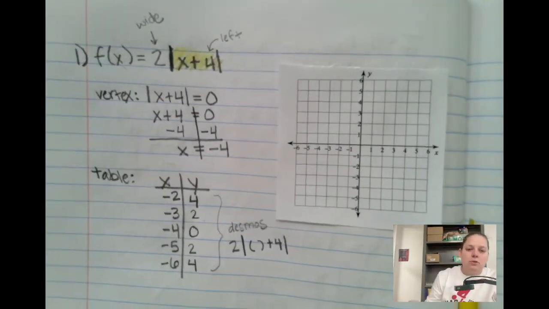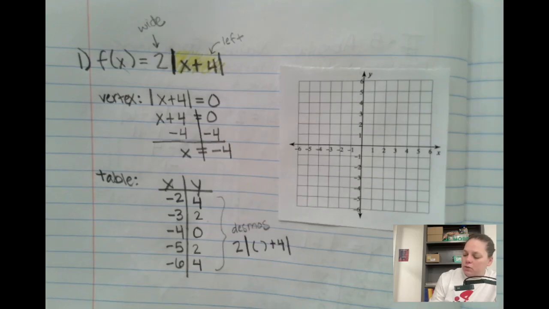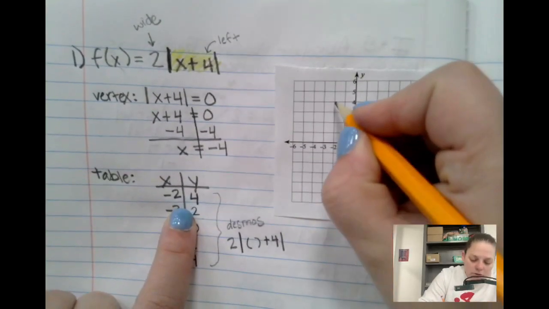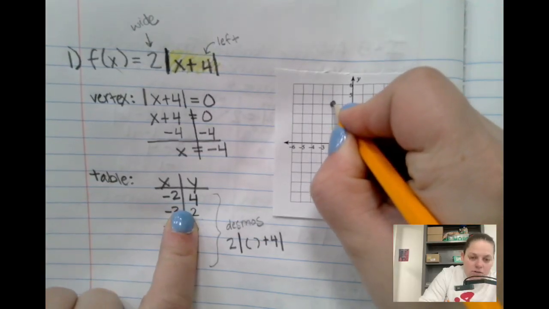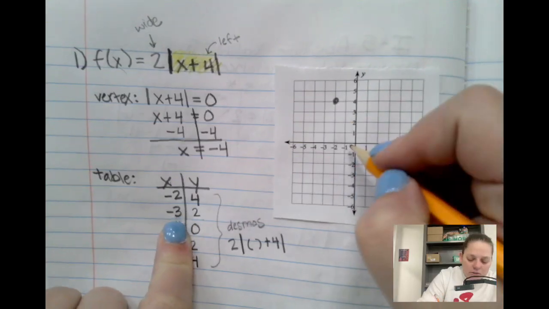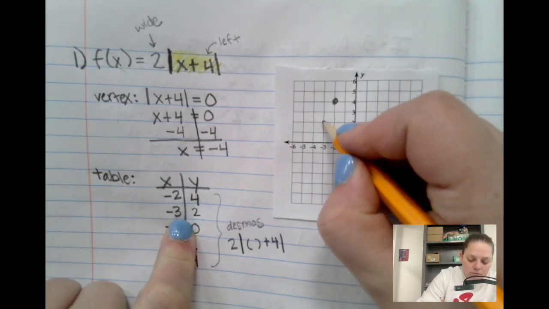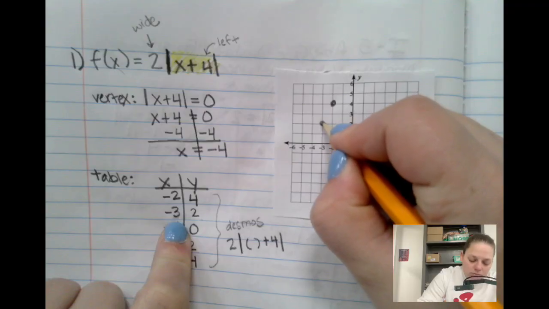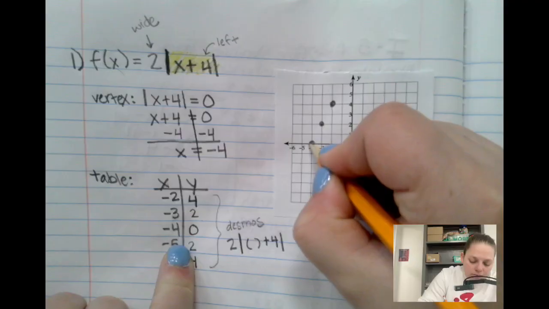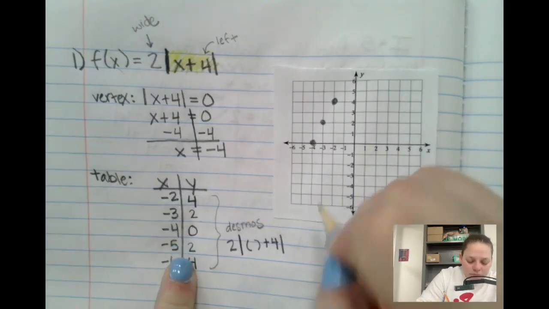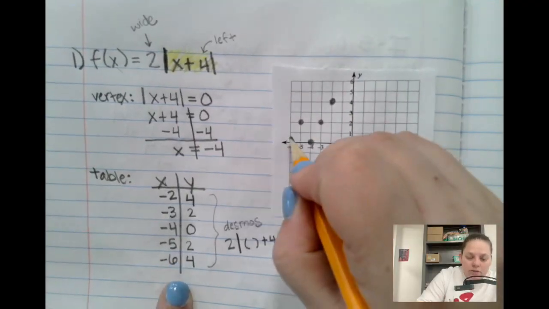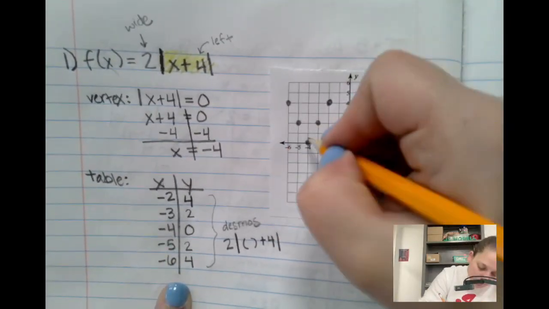Okay, and then we're plotting those points. I need to pause to get that glued in. So we have negative 2, 4, so left 2, up 4. Negative 3, 2. Negative 4, 0. Negative 5, 2. And negative 6, 4. That makes that V.